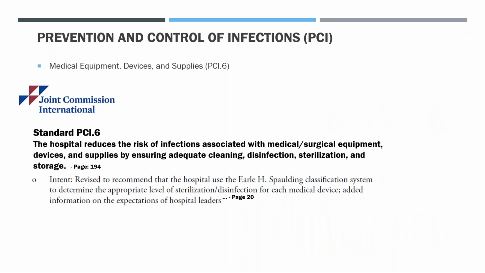Again, they say hospitals reduce the risk of infectious diseases with medical and surgical equipment. The intent was revised to recommend that hospitals use the Spaulding classification system to determine the appropriate level of disinfection or sterilization for each medical device. And they added information on the expectation of hospital leaders. So it's incumbent on individual practitioners as well as hospital leaders to follow these standard recommendations.